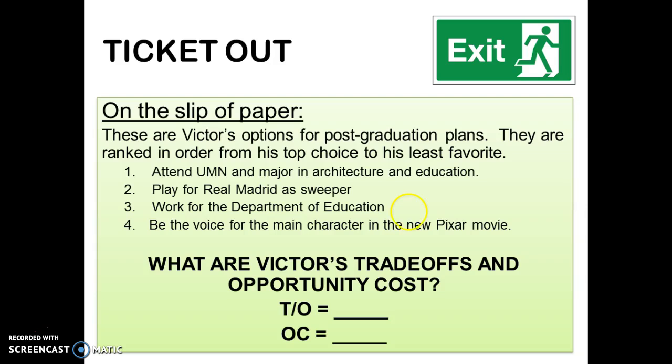All right, similar to the previous example, these are ranked in order of his top choice to his least favorite. It means he's going to attend the U. That's the choice that he does. That means 2, 3, and 4 are trade-offs. And then since number 2 here, play for Real Madrid as a sweeper, is his second choice, that's going to be his opportunity cost as well. So again, 1 is what he does. 2, 3, and 4, trade-offs. Number 2 is also your opportunity cost.